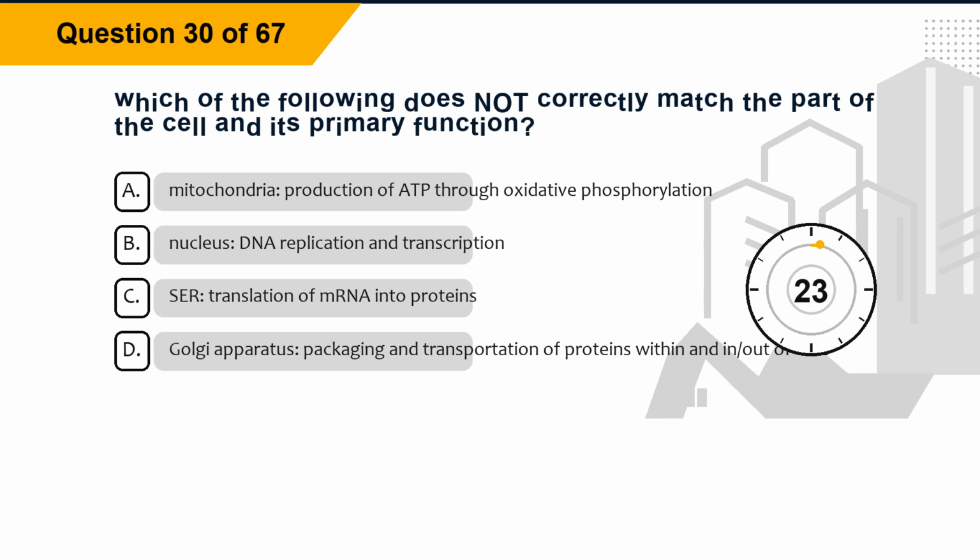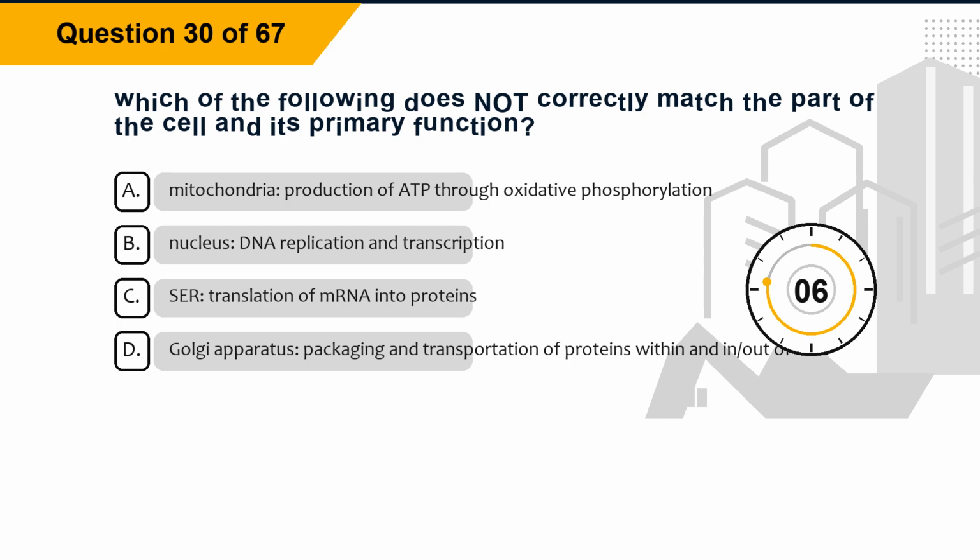Question 30. Which of the following does not correctly match the part of the cell and its primary function? Option A, mitochondria, production of ADP through oxidative phosphorylation. Option B, nucleus, DNA replication and transcription. Option C, SER, translation of mRNA into proteins.